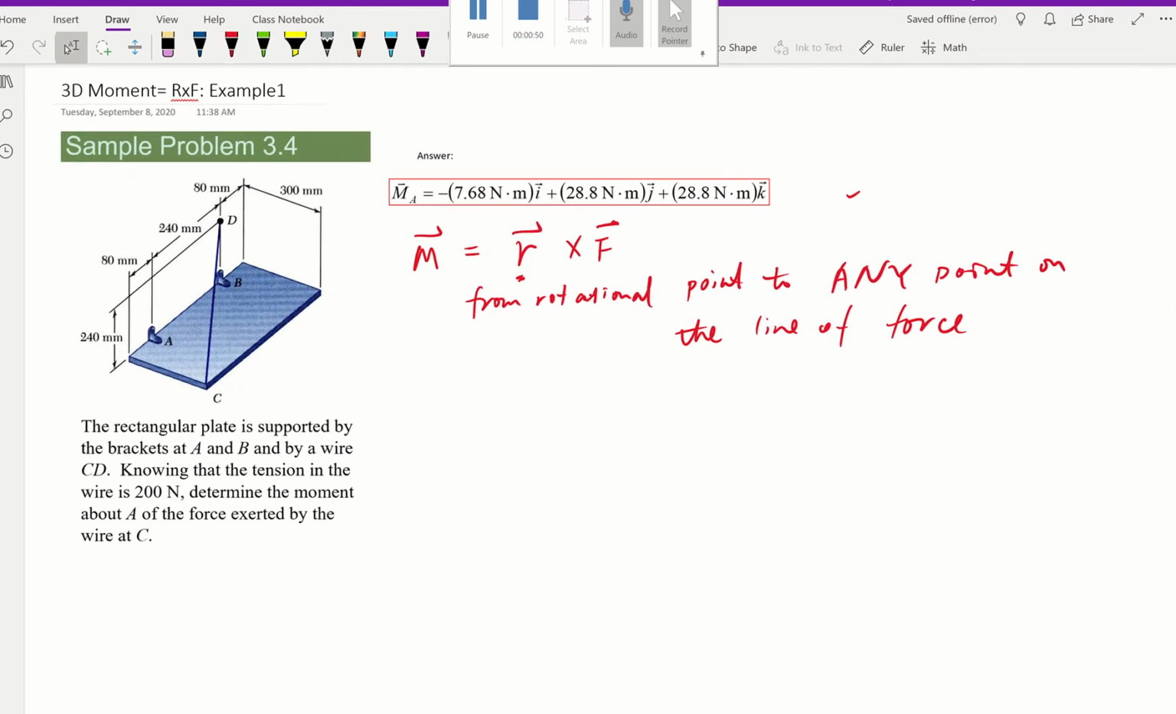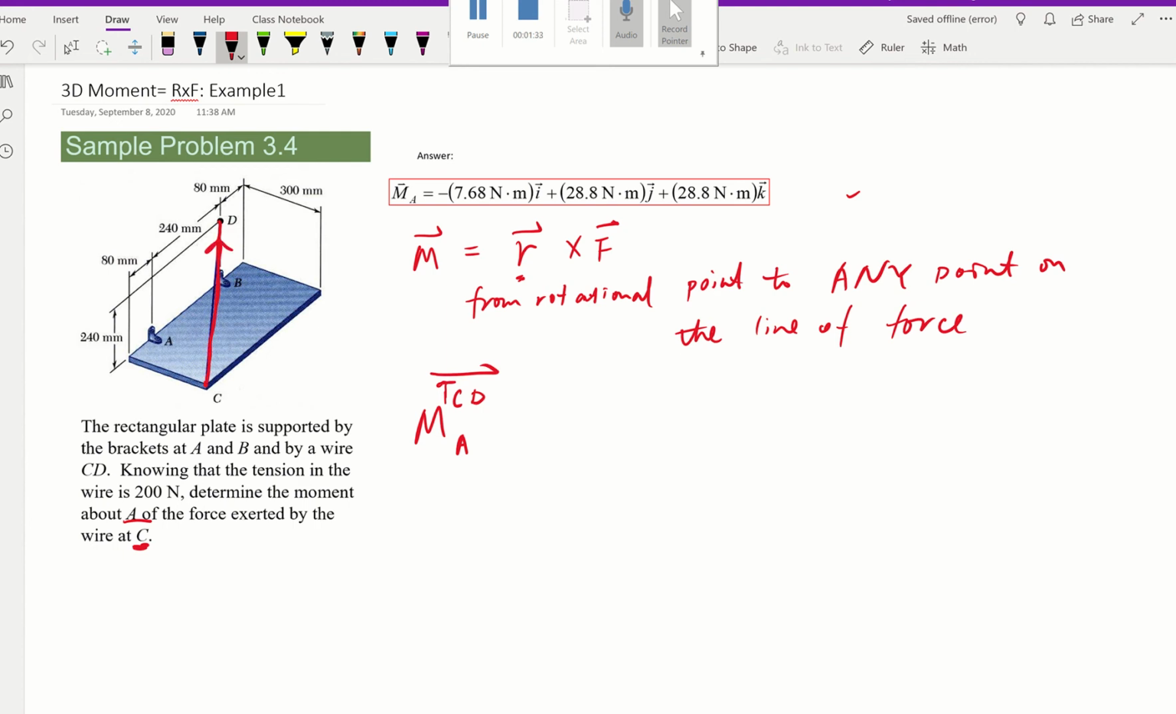A rectangular plate is supported by the brackets A and B and by a wire CD. Knowing the tension in the wire, so the only tension in the wire is going to be CD, is 200 Newton. So they give us the magnitude of the force. Determine the moment about A, so it's rotating about A, of this force exerted by the wire at C. That tells us it's going to be from C to D, and this is going to be the tension force from C to D.